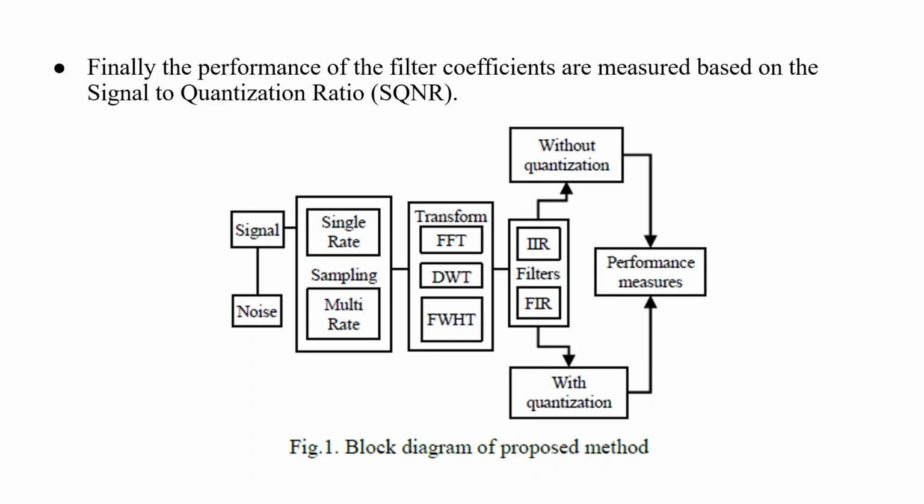Here you can see in the block diagram the noise added to the signal, and it is sampled by single rate and multirate. Then we have applied only the FFT transform and given it to the filters, that is the IIR filter and FIR filter. Then performance is measured once without quantization and once with quantization for both the filters.